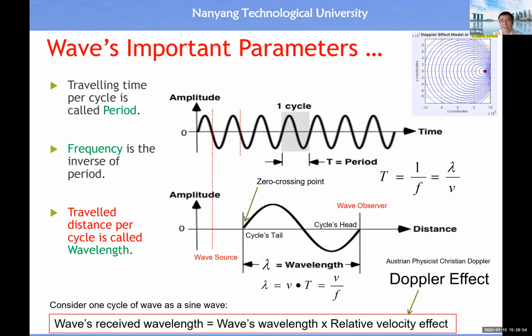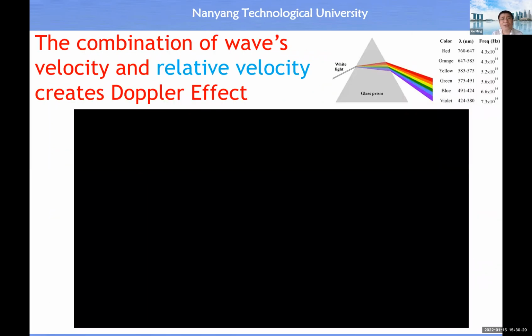So this is the second property of wave velocity when it travels inside a medium. And if between the medium and the observer there is relative velocity, then this effect will come out, all right? So this is a very interesting and very useful discovery, okay? And this video will show you more detail, all right?